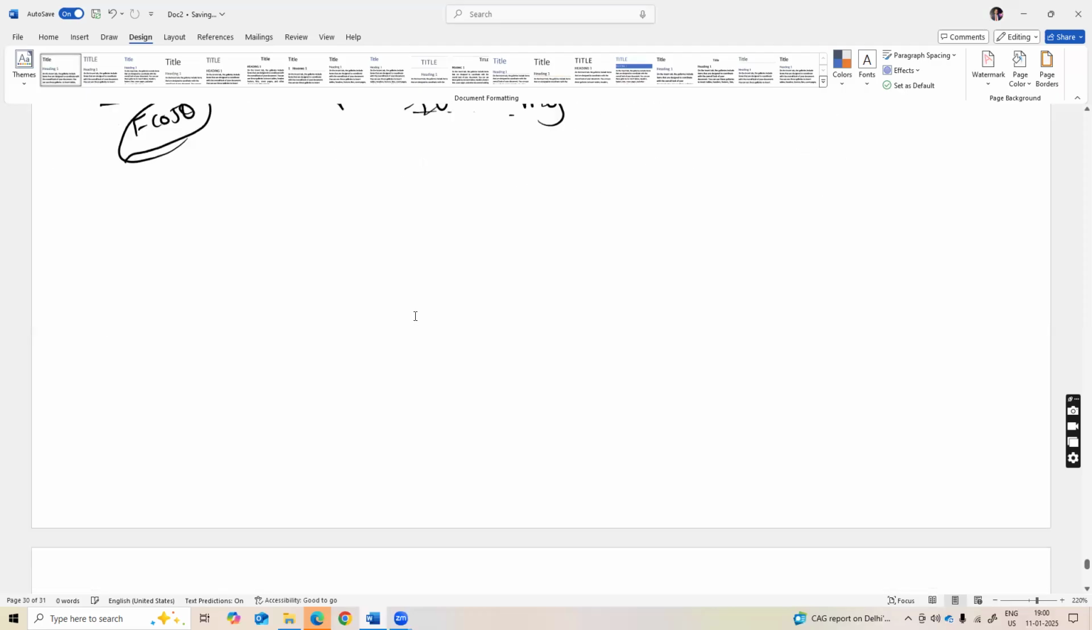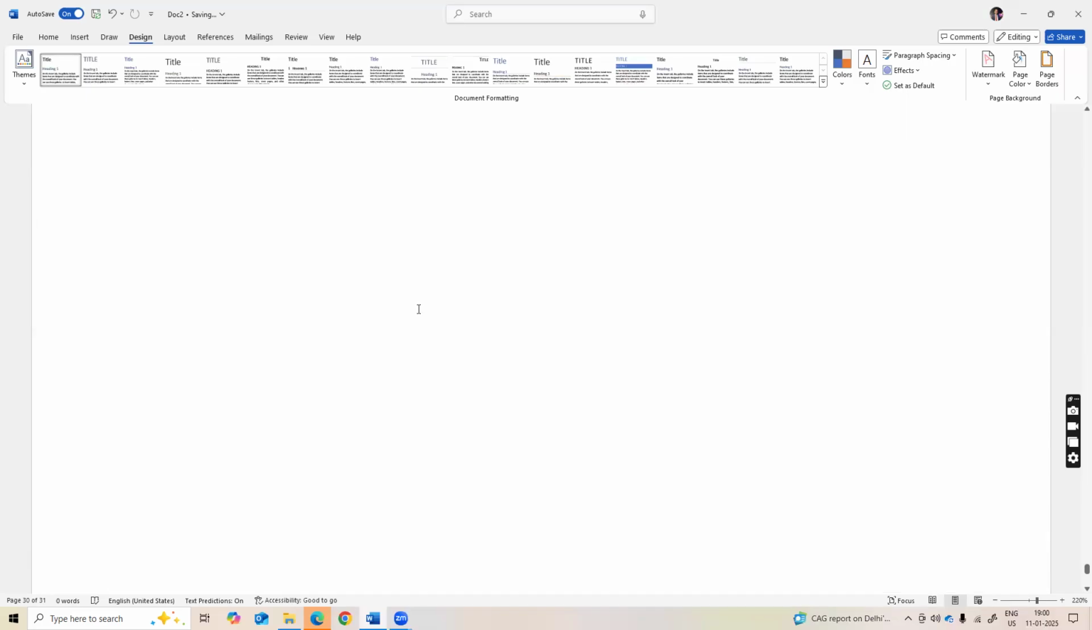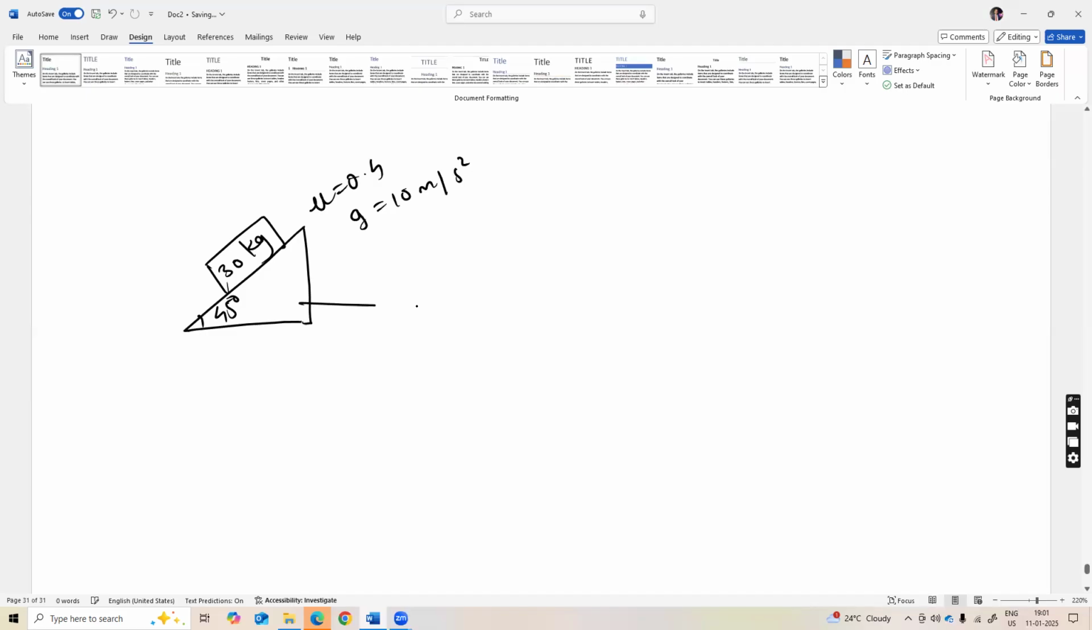Okay, I'll just give you two examples from the above concept only. It won't be that difficult. I think within 1 minute you should be able to solve this. First one is, let's say this angle is 45. There is a mass of 30 kg. Coefficient of friction is 0.4. Acceleration due to gravity is 10 meter per second square. And this wedge is moving at 5 meter per second square in rightward direction. So here you will have to find out normal reaction and limiting frictional force.